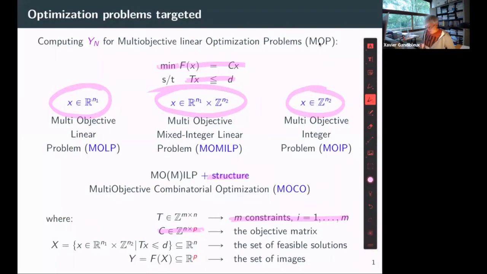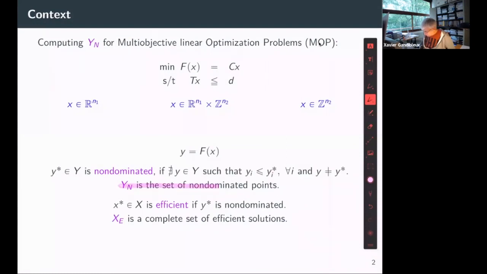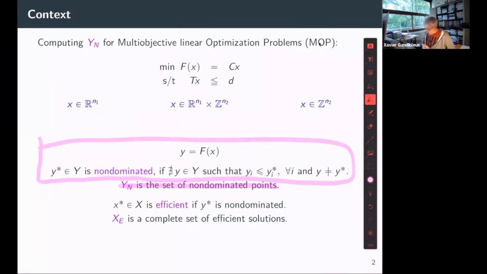For these 4 classes of problem, vOptSolver tries to compute what we call YN, which is the set of non-dominated points. A non-dominated point is recognized in the objective space like this one, and to the set of non-dominated points we associate XE, which is a complete set of efficient solutions. We say X star is an efficient solution if Y star is non-dominated.